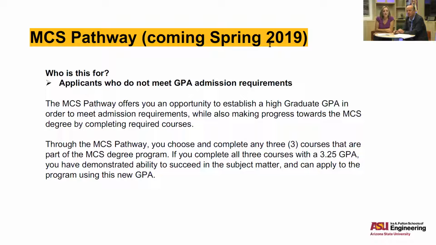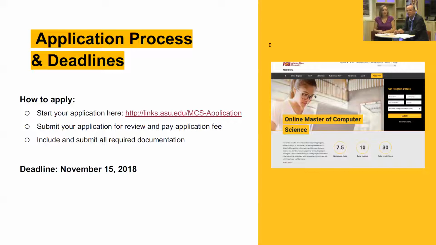We'll ask the students to take 3 classes, part of the MCS courses that you went over earlier, and earn that 3.25 GPA, which is a B+ average. If they're able to do that, that will assist them in meeting one of the admissions requirements. They still have to meet everything else, but this is an opportunity for students who may need to boost that GPA to be eligible. That will be on the MCS website mid-October and available starting spring 2019. So that's brand new, and that is exciting. It's another option for them.